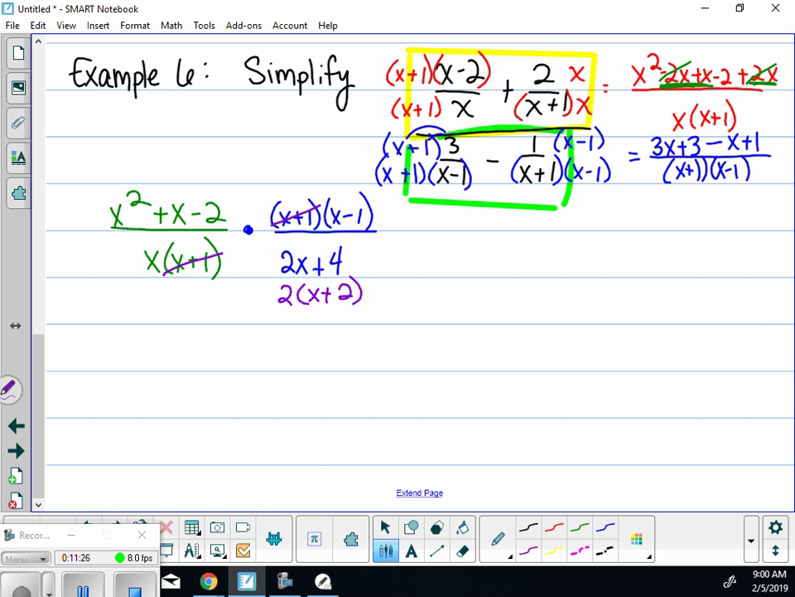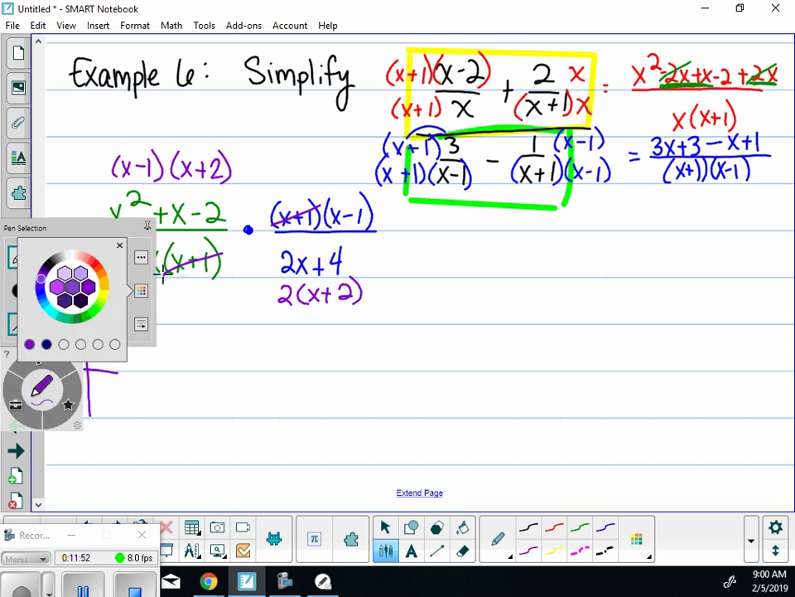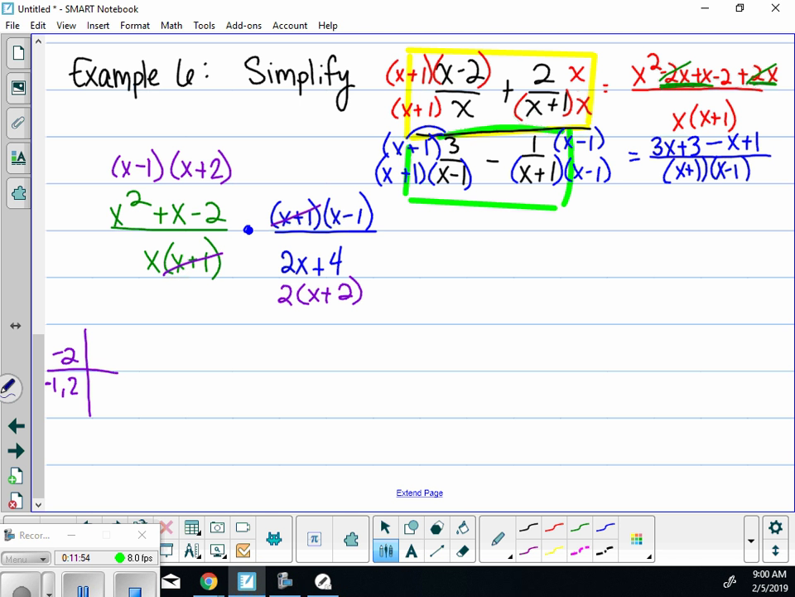Let's see if this will factor. So two numbers that multiply to negative 2 are 1 and 2. And can I set it up in a way that they would add to positive 1? If I make the 1 negative, they would add to positive 1, right? So this would factor into x minus 1 times x plus 2. X plus 2, x plus 2.